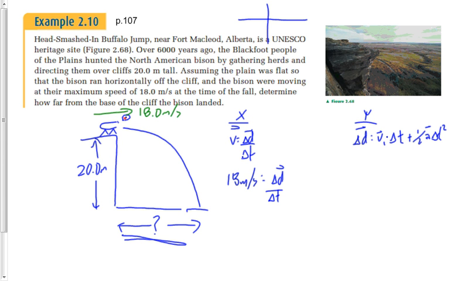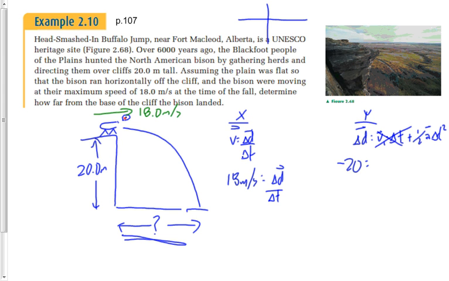Delta D for the y component. Do we know what that is? Do we know what the displacement for this bison is from start to finish vertically? Very, very close. What is it? Negative 20. Because it ends up 20 meters below where it started. Negative 20 meters. Do we know what Vi is for the y component? How much of that 18 meters per second is y component? 0. Good. None of it is.